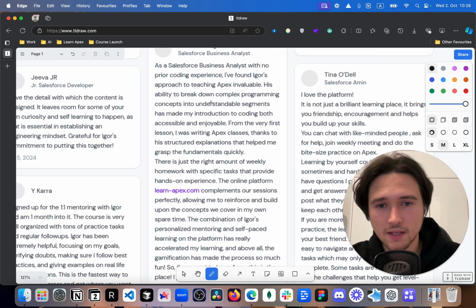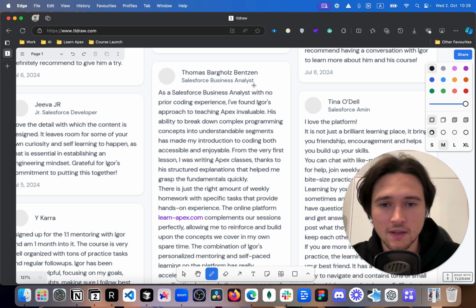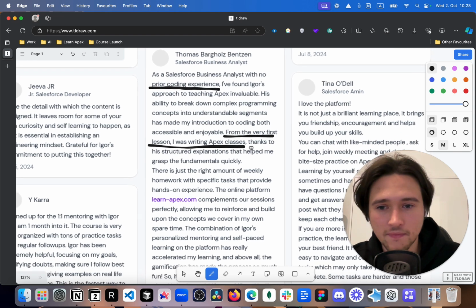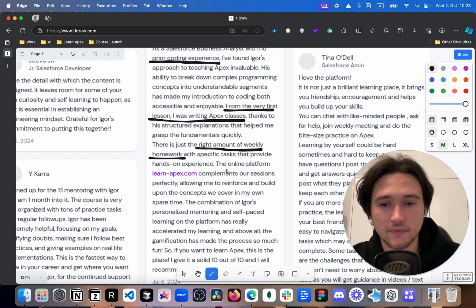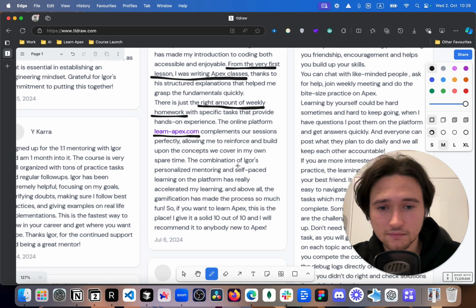Okay, so Thomas was working as a business analyst. So you don't have to be a senior Salesforce admin or something. "As a Salesforce business analyst with no prior coding experience, I found Igor's approach to teaching invaluable. His ability to break down complex programming, blah, blah, blah. From the very first lesson, I was writing Apex classes." Okay, this is key. "Just the right amount of weekly homework." This is also key. "And the online platform, Learn Apex." "The combination of Igor's personal mentoring and self-paced learning." This is also one of the keys. "10 out of 10."